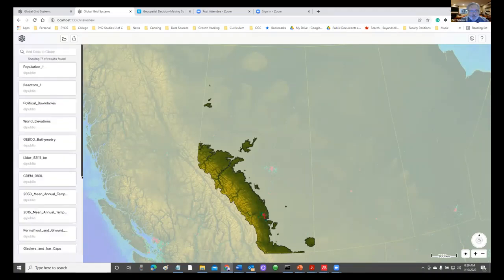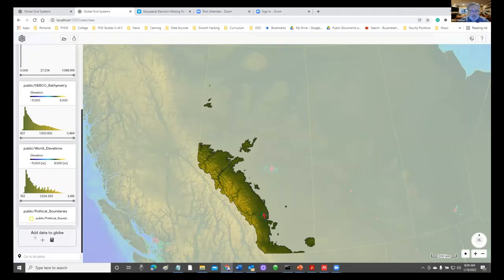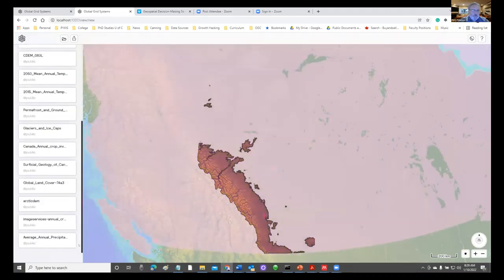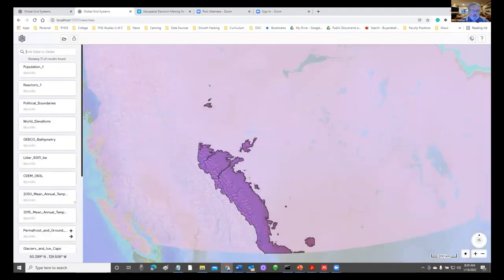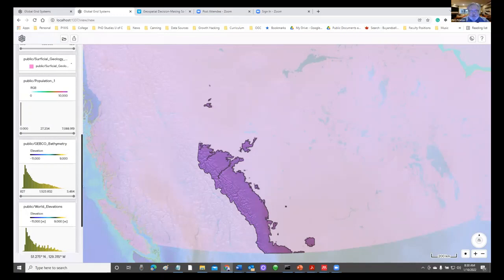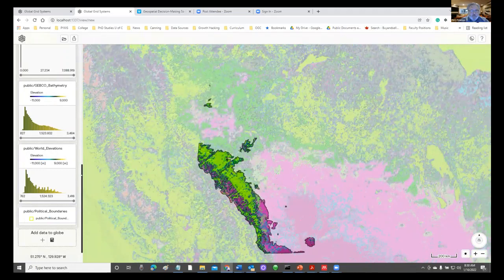Let's add some superficial geology. Let's add some annual precipitation. Add some global land cover. And you can see things are getting pretty messy in our globe. But this just kind of gives us some sense then of things that are going on.